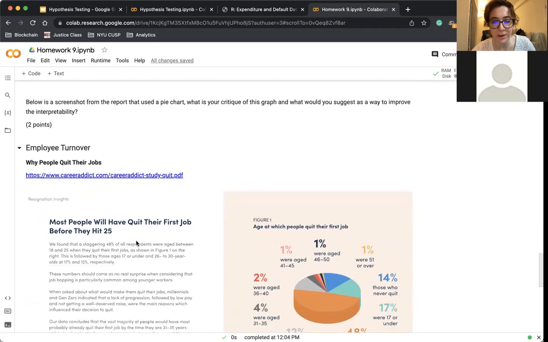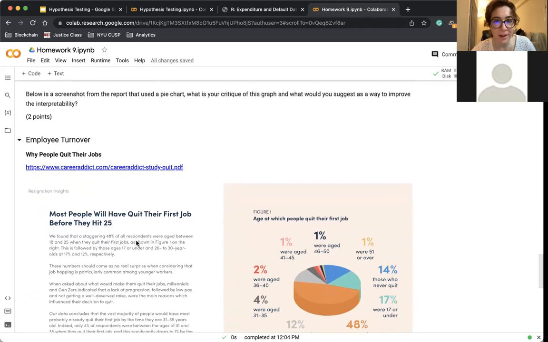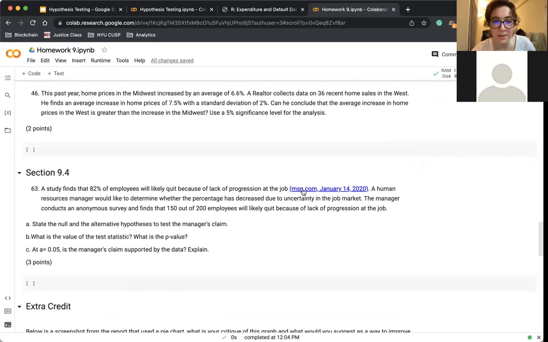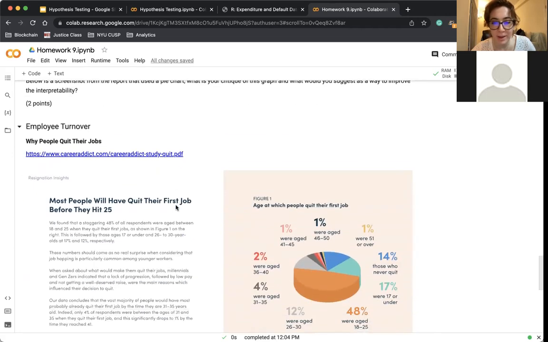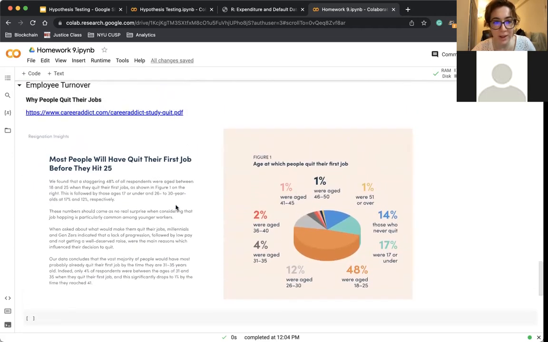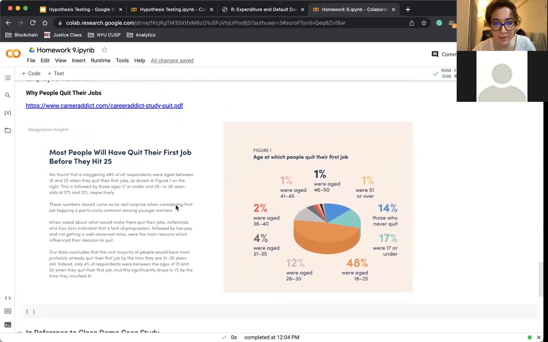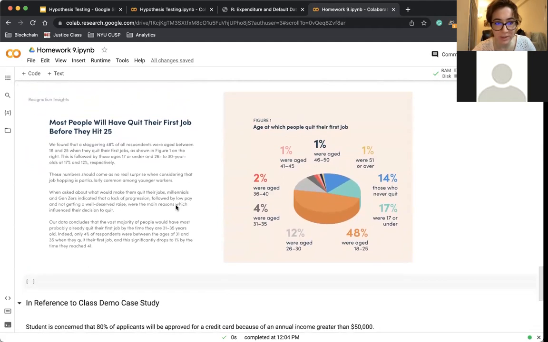And there was one other extra credit that I added here because the textbook referenced this case study, and I found a chart, and I would like the class to give their critique on this chart and how they would want to improve it.